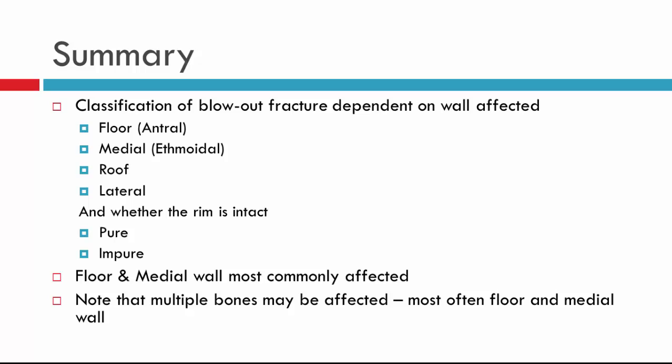Okay, so classification is based on which wall has been fractured, either the floor, the medial wall, roof or lateral, and whether the rim is intact, in which case we indicate whether we have a pure or impure orbital fracture. And note that you can have more than one bone being fractured, and more often than not, the two that are affected together are the floor and the medial wall, as being the most vulnerable to fractures.